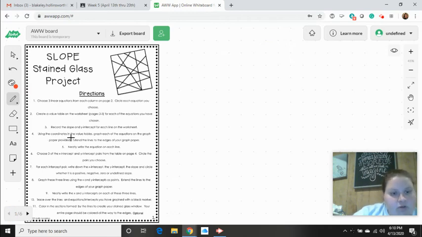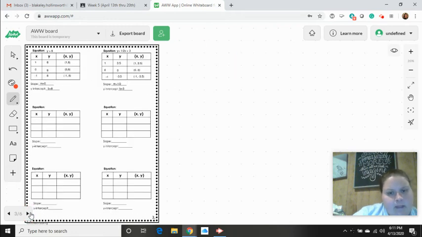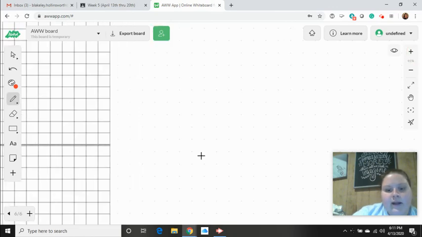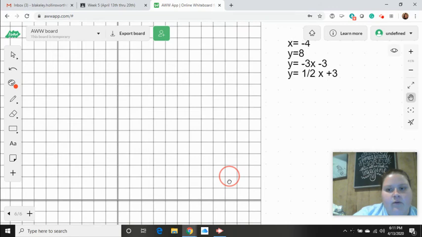Number 4, use the coordinates in the value table, graph the line on the graph paper provided. Extend the lines to the edge of the paper. Neatly write the equations on the graph. Okay, so the last page of this is graph paper. And I went ahead and I wrote the equations over to the side so we wouldn't have to keep flipping back and forth.